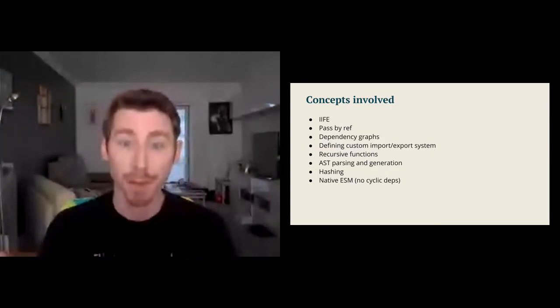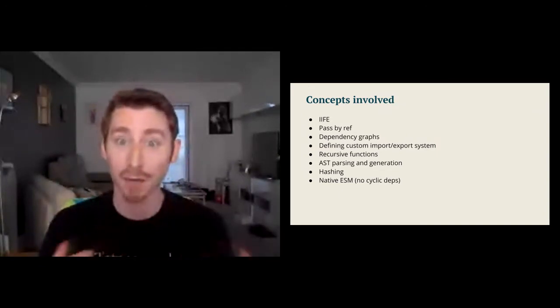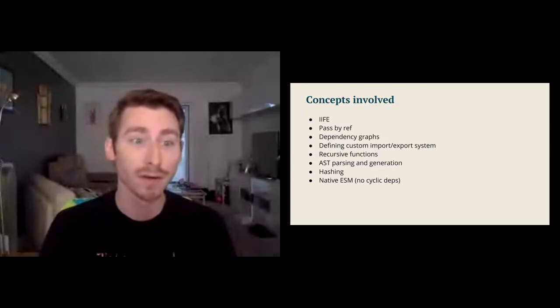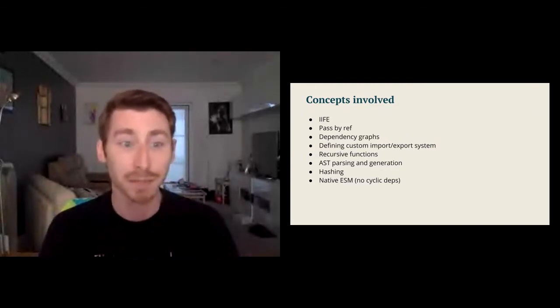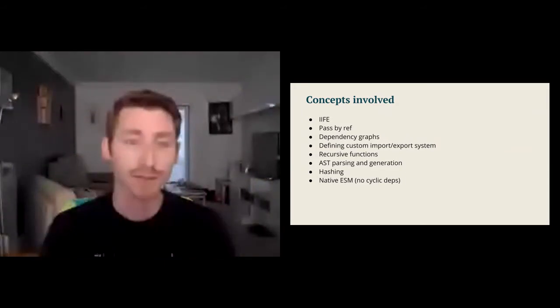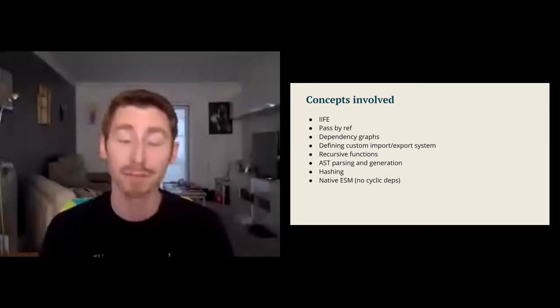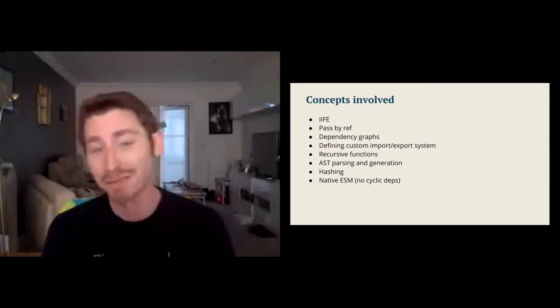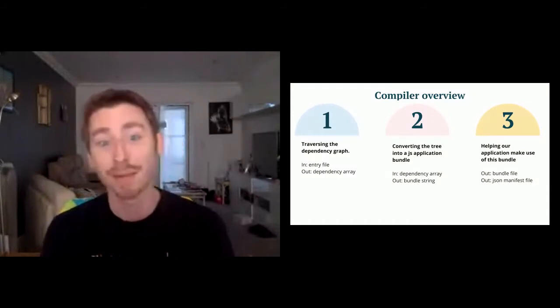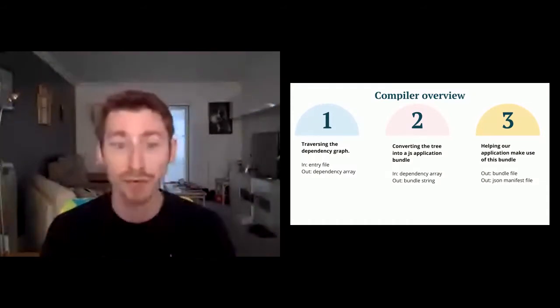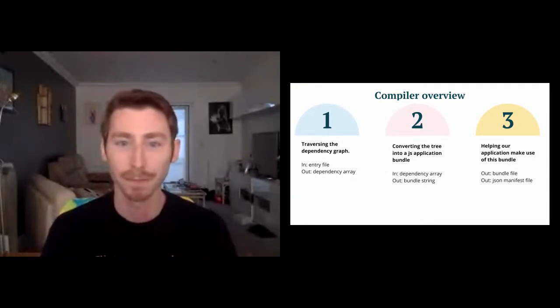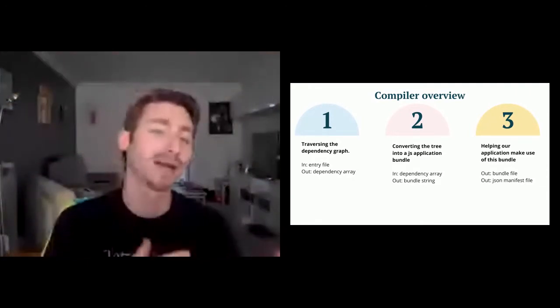So the compiler has a couple of simple parts to it, including making use of the output. Step one is going to be traversing the dependency graph. We're going to be taking in an entry file and spitting out a dependency array. Step two is converting the tree into a JavaScript application bundle. So we're going to be taking in our dependency array, spitting out a bundle string. And then step three is helping our application make use of this bundle. So we're going to be spitting out a bundle file and a JSON manifest. I've tried to stick to how Webpack does it.